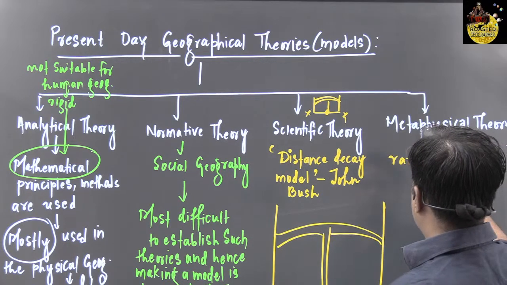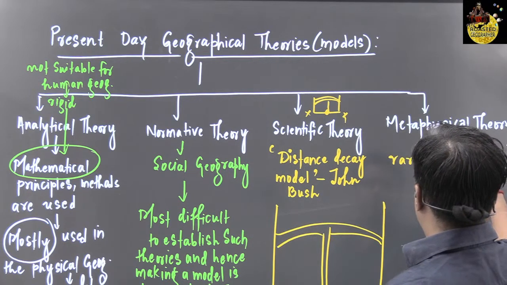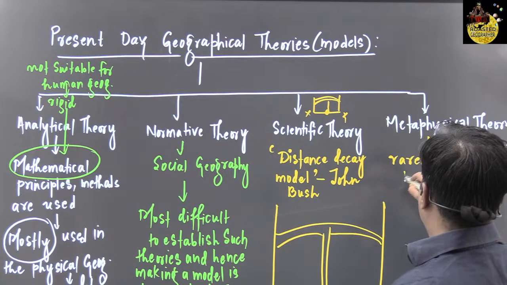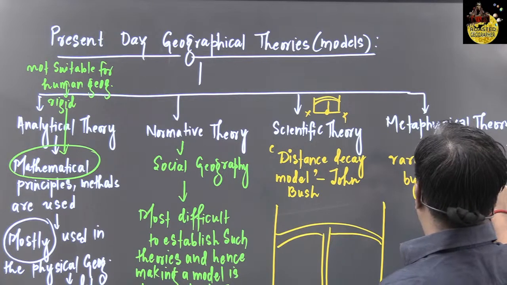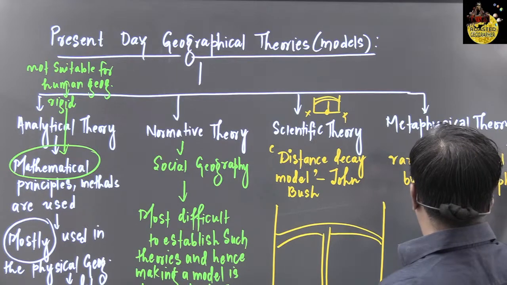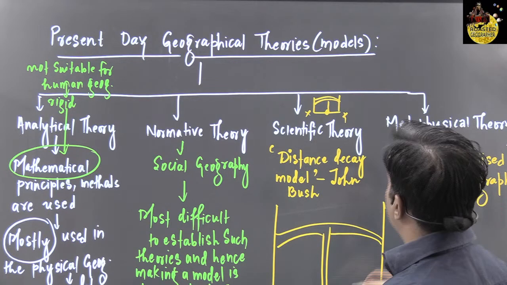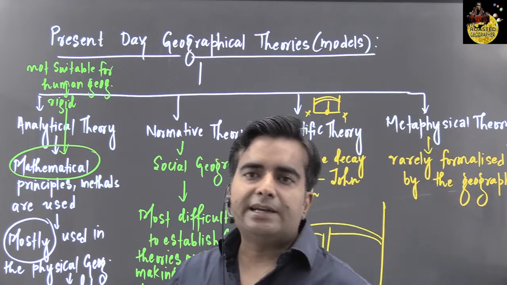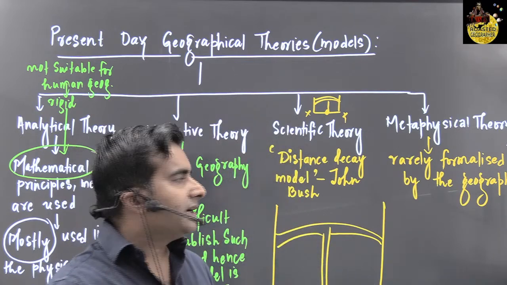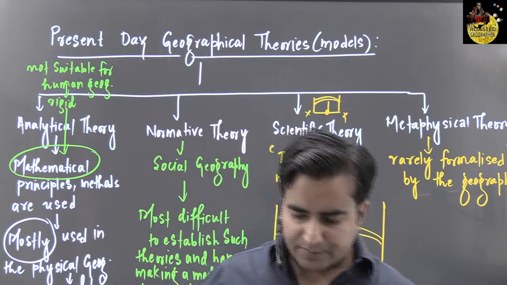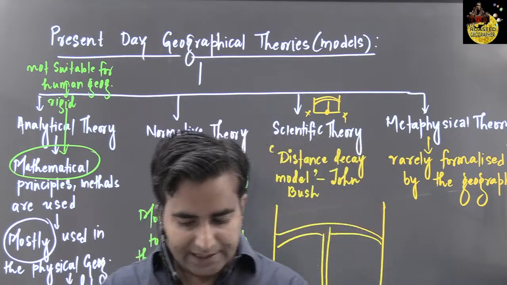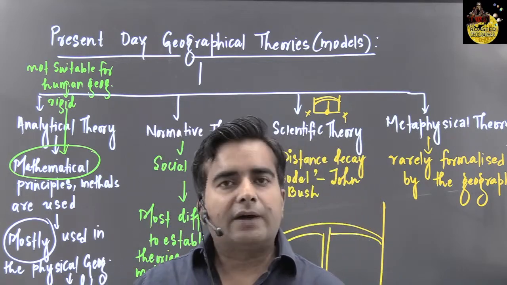Rarely formalized by the geographers, because you can understand from the name itself. Okay, geography always struggled to establish itself as a scientific discipline, and if somebody tries to establish something metaphysical as a concept, it can be very difficult.